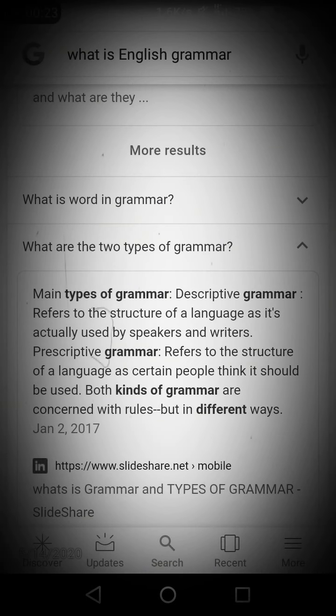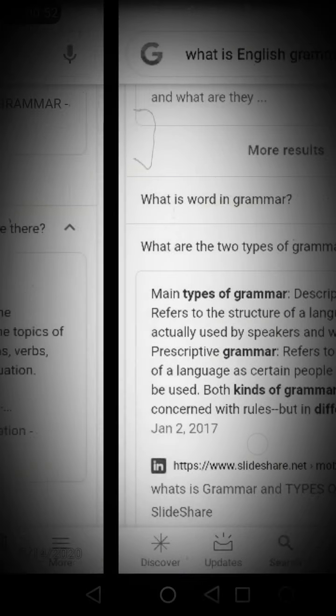Our second question is, what are the two types of grammar? Main types of grammar: descriptive grammar refers to the structure of a language as it's actually used by speakers and writers. Prescriptive grammar refers to the structure of a language as certain people think it should be used. Both kinds of grammar are concerned with rules, but in different ways.